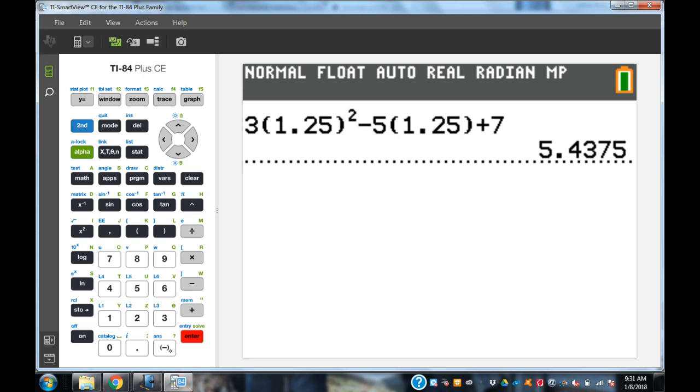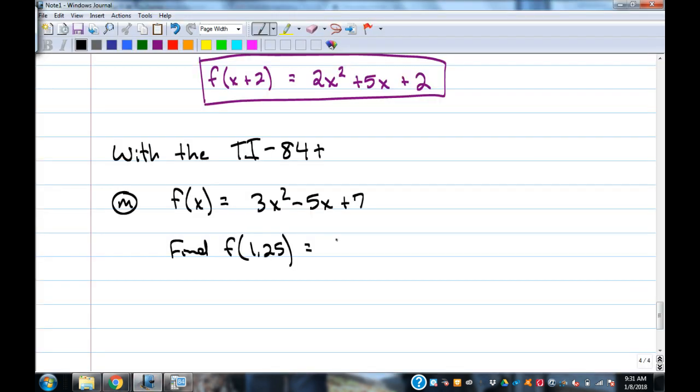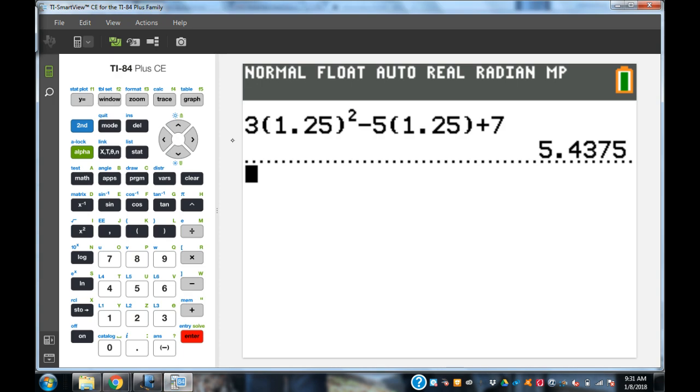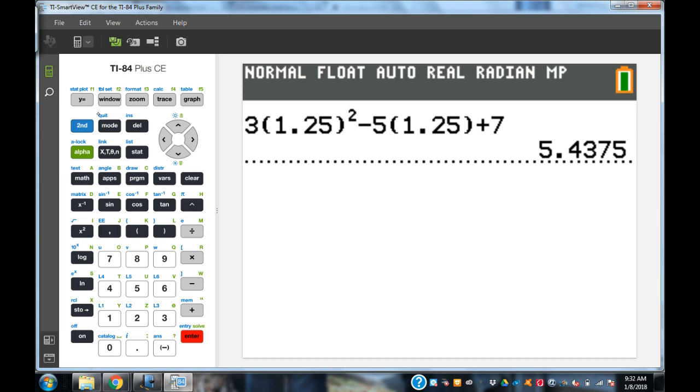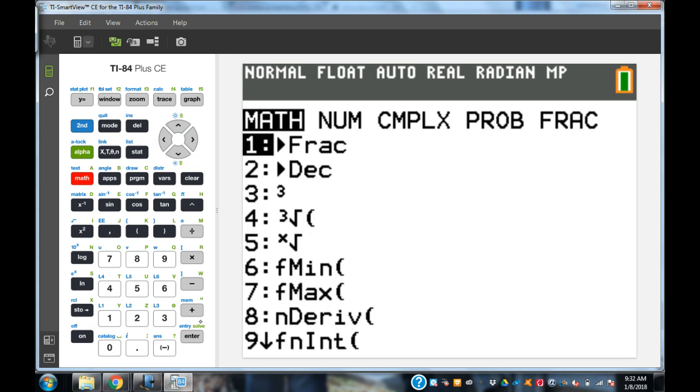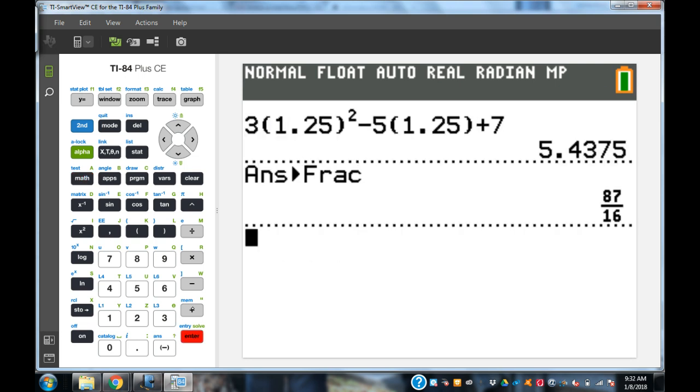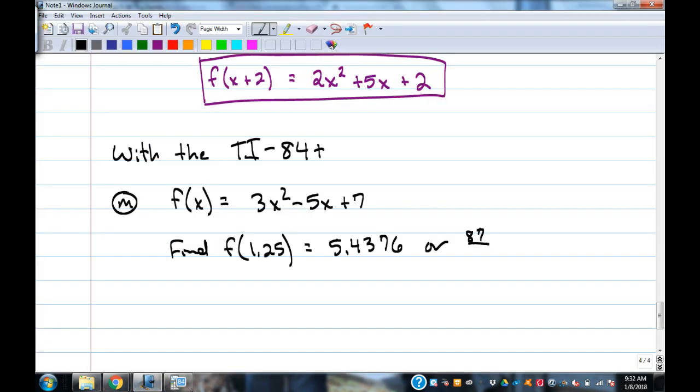What if they ask you for it in fraction form? I can still get that from this screen. I'm going to make sure I typed everything in right. 3, 1.25 squared, minus 5 times 1.25, plus 7. Yeah. 5.4375. Or I could get that as a fraction by hitting math and enter twice. And 87/16, if I needed it in fraction form.